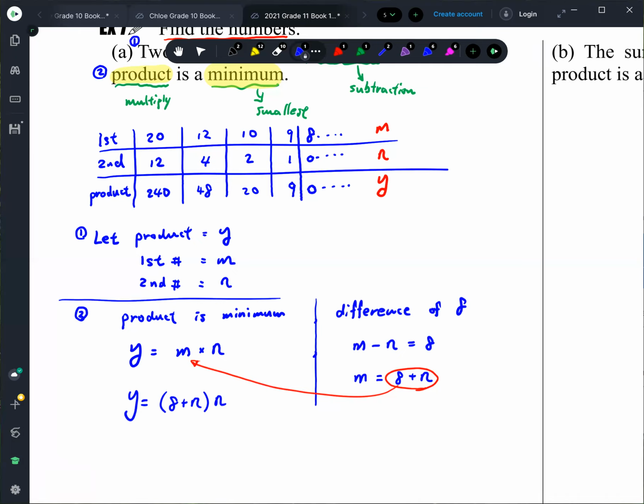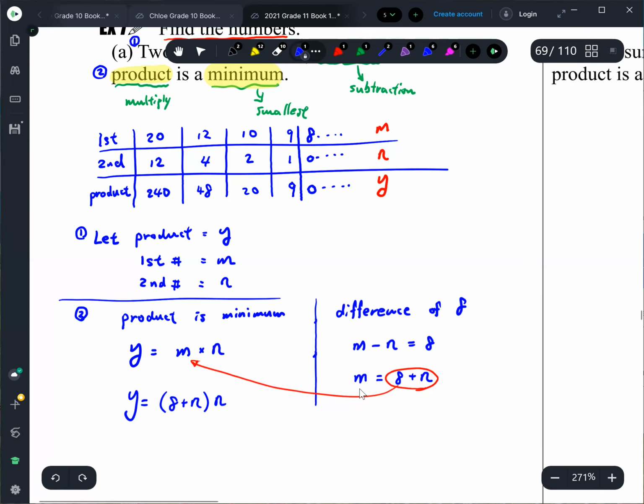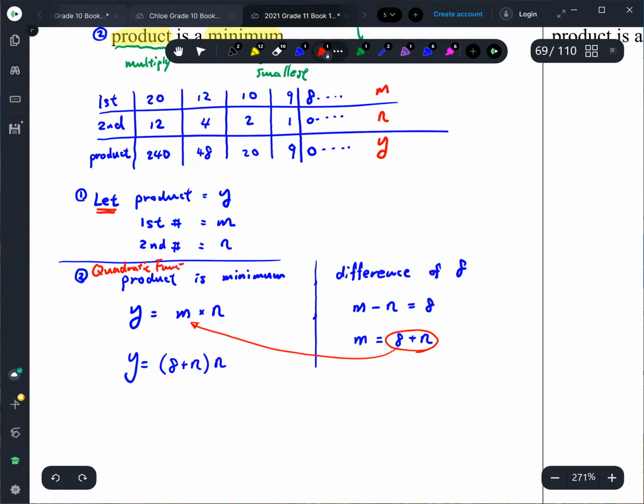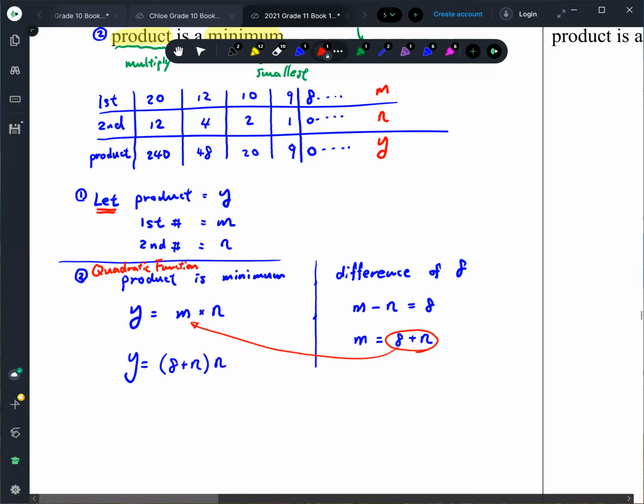Product, you write y equal mn. Difference, you write m minus n. Please raise your hand if you're done. So your step 1 is to write the let statement. Step 2 is try to figure out the function, the quadratic function. Kat and Naomi and Tony, have you finished writing it down?